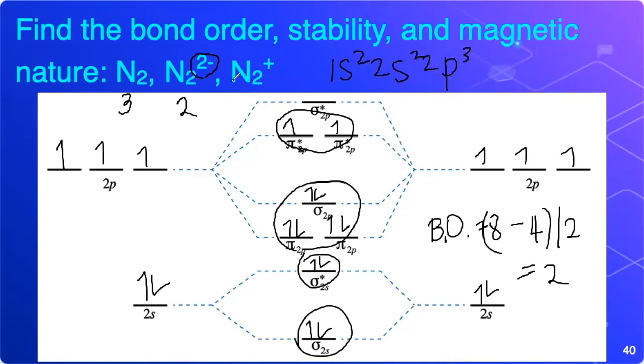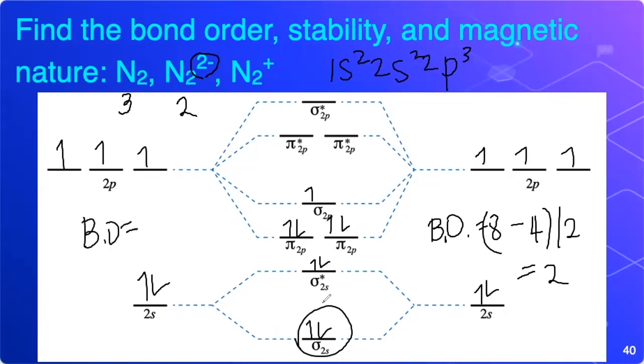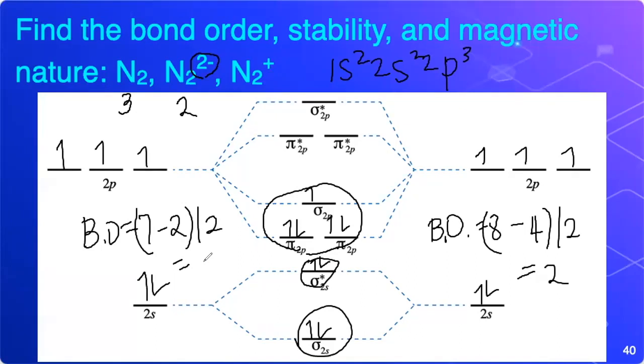How about for N2 positive? Sir, mababawasan po isa. So we're going to remove 1 electron here. So after removing 1 electron, what will be the bond order for N2 positive? So we have 2, 3, 4, 5, 6, 7. So there are 7 electrons in the BMOs. Okay. For the ABMO, we only have 2. So 7 minus 2 divided by 2. What's the bond order? 2.5.